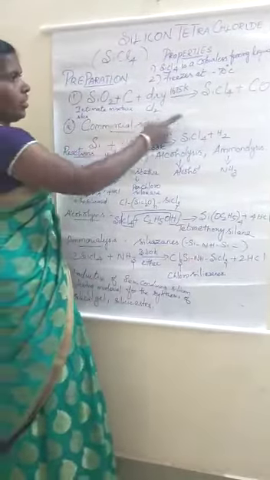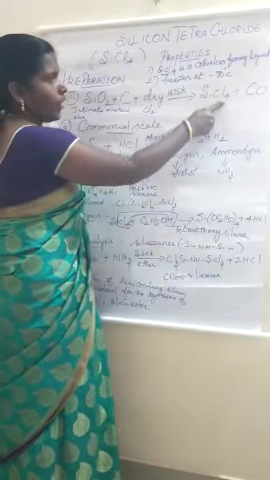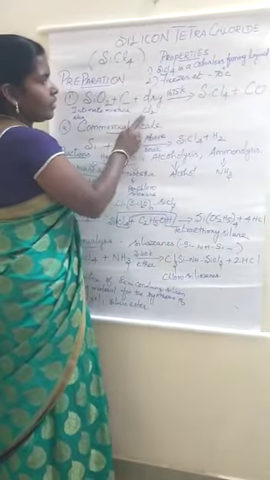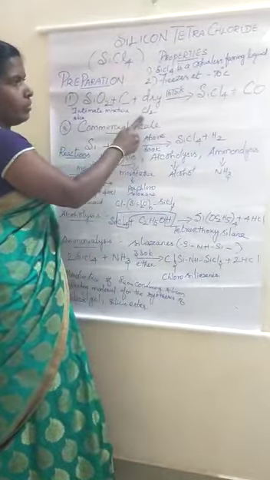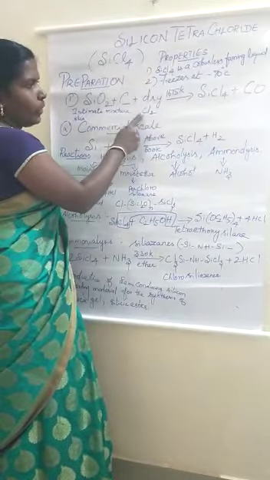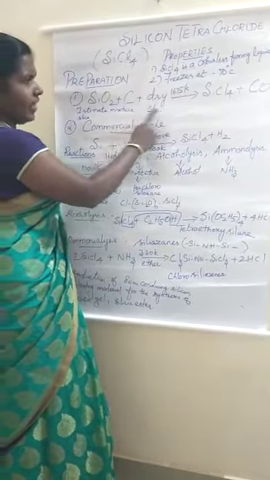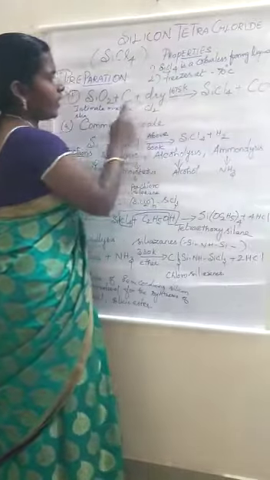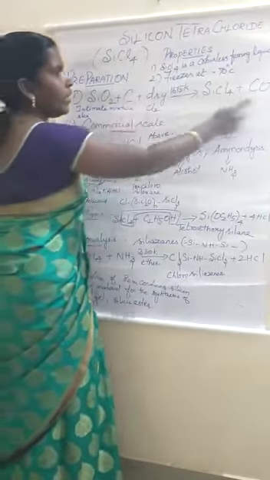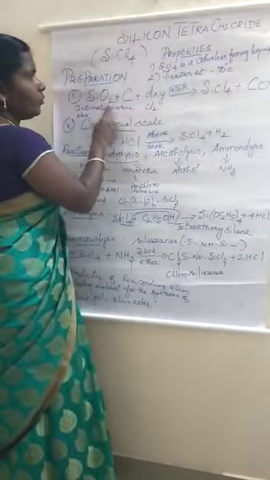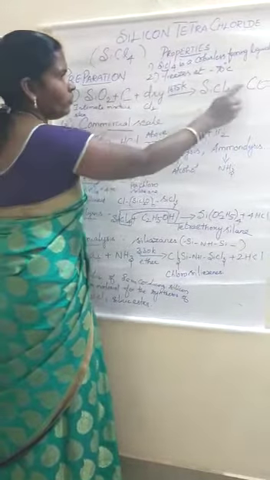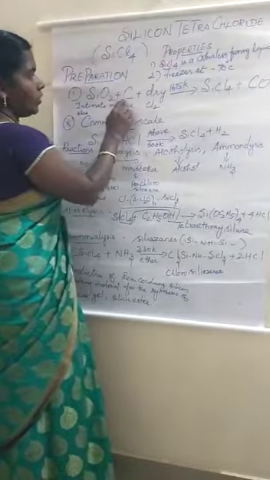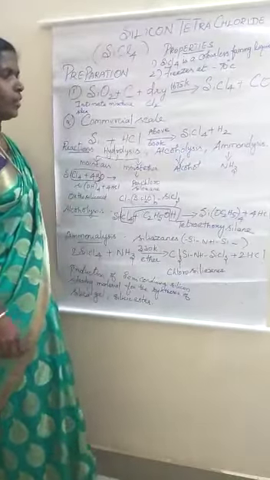In this equation, on this side 4 chlorine atoms are present, and on this side 2 chlorine atoms are present. So we have to put 2 here. Then here 1 carbon, here also 1 carbon, here 1 oxygen, here 2 oxygen. So we have to put 2 here, and 2 here also. Now the equation is balanced.